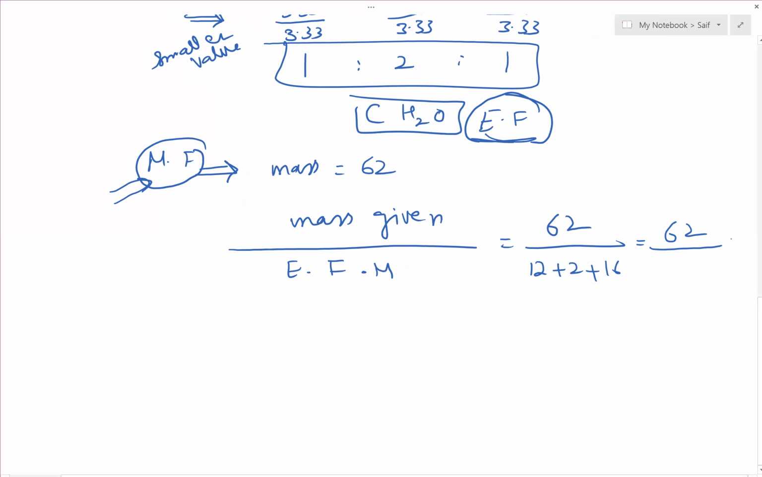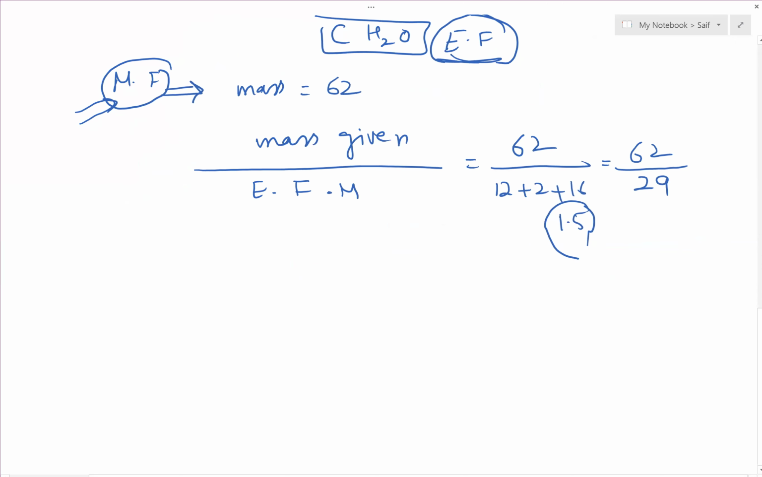29, I think so. Is it? Wait, no. It gives 1.05. Roundabout, I just wrote a rough number. So let's suppose this is 2 over here. It will not come in decimal, it will come in whole numbers, like 2, 4, 5, 6. So let's suppose that we have 2 over here.